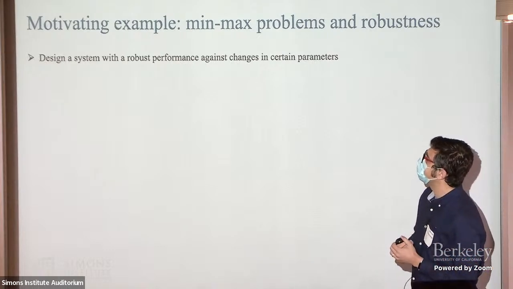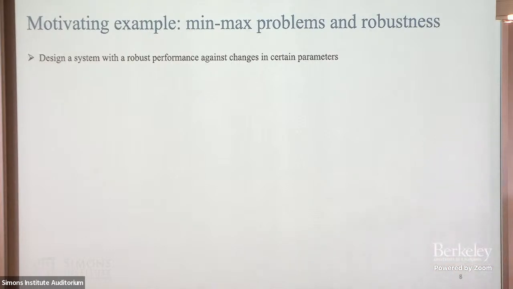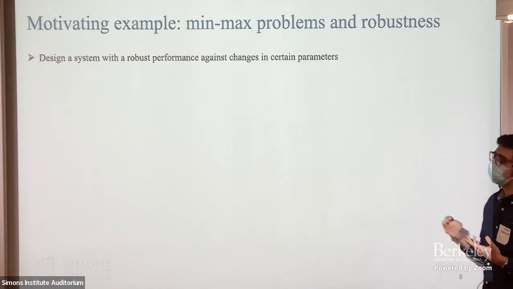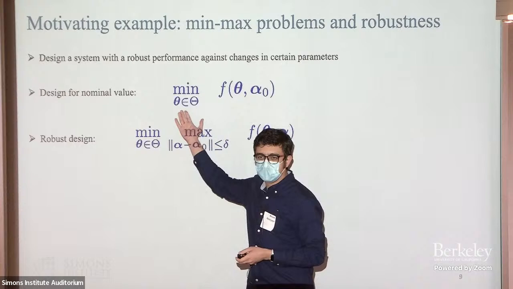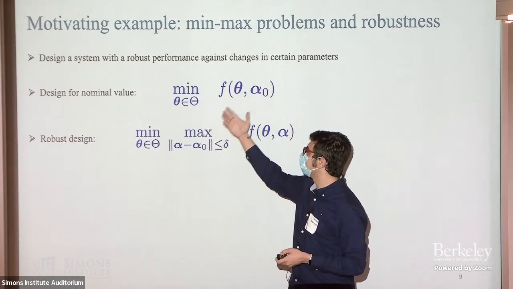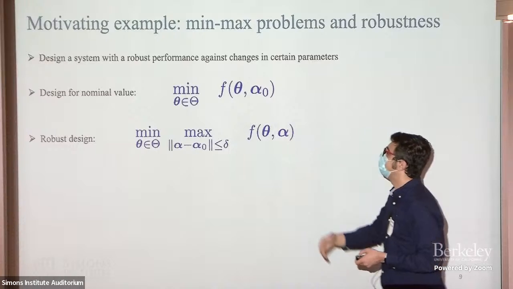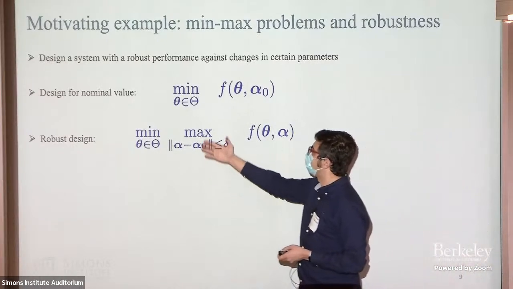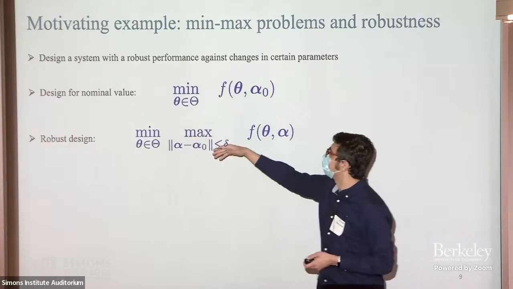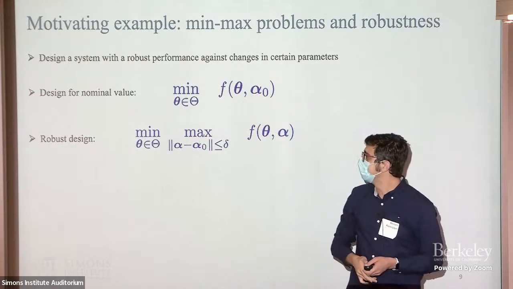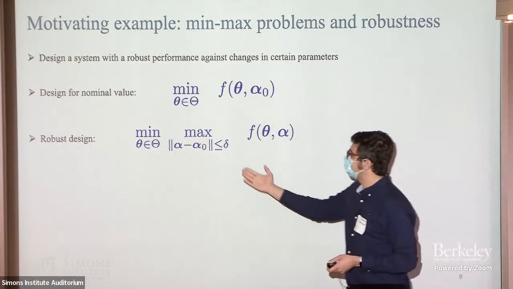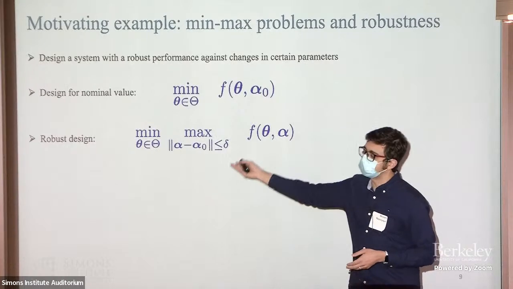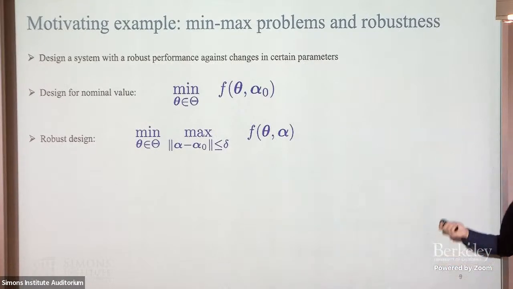So let me quickly give you a simple motivating example. One motivation for us in this talk is designing robust systems. When we want to design a system, for example, minimizing the energy cost, or the error in your classifier, you typically minimize your objective with respect to some nominal value of parameters, let's say alpha naught. But when you want a robust design, you may allow some perturbations of alpha, and you minimize for the worst case. And that leads to a min-max optimization.